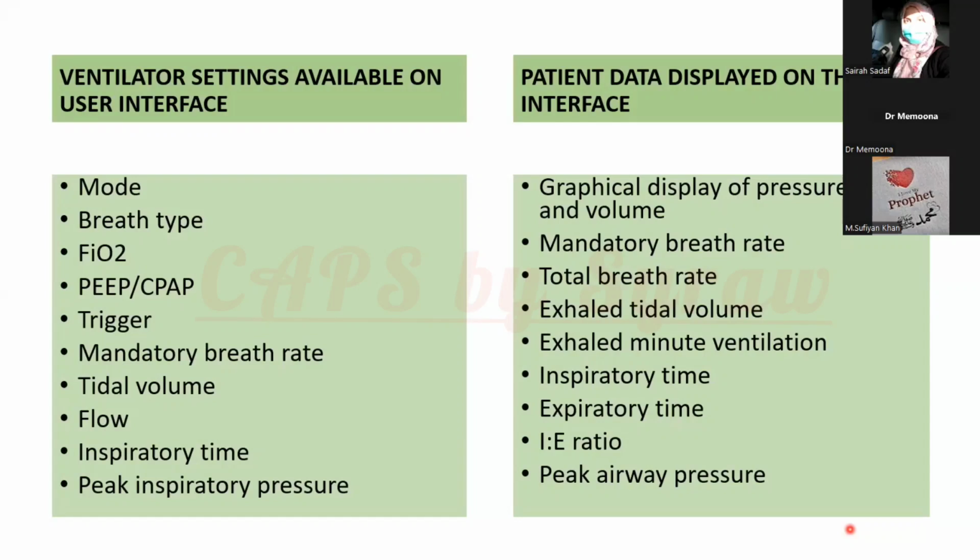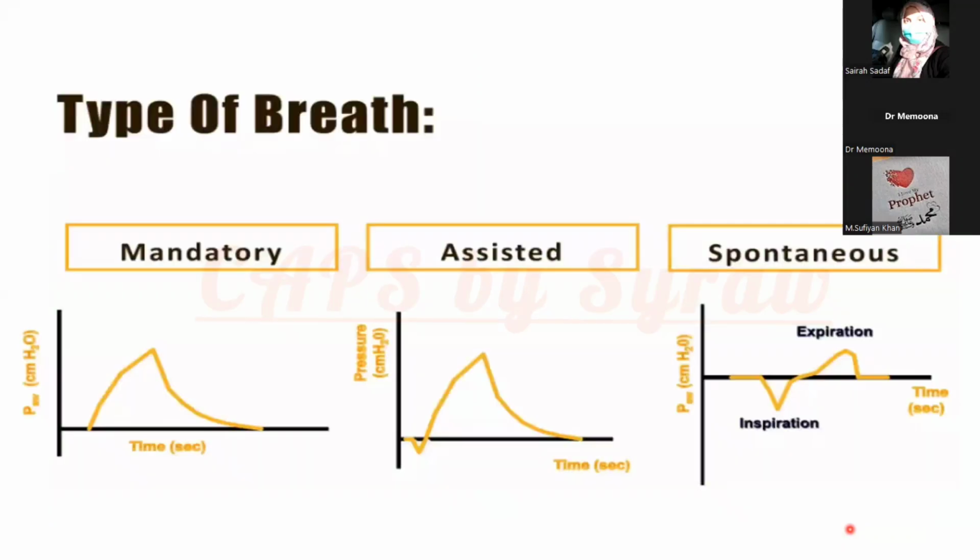And on right side of the screen, the display will show certain amount of data that is received from the patient end. And looking at this data and depending upon this data, we can either change these settings or we can change the mode altogether. So there are two types of data that is displayed on a ventilator screen.